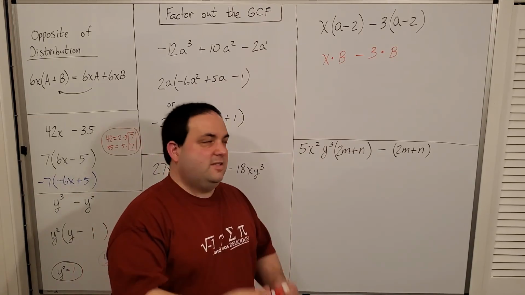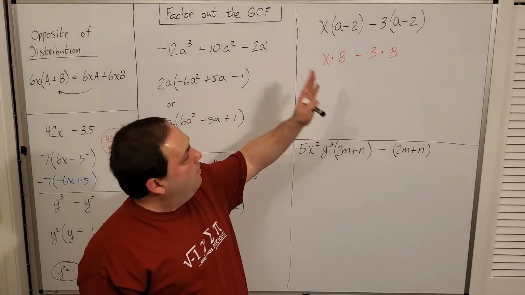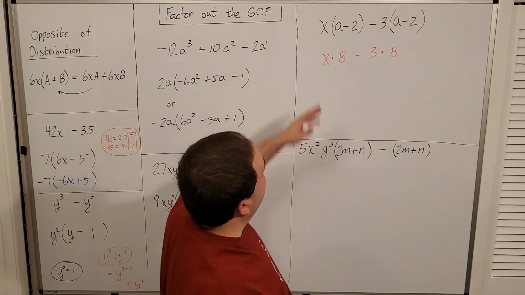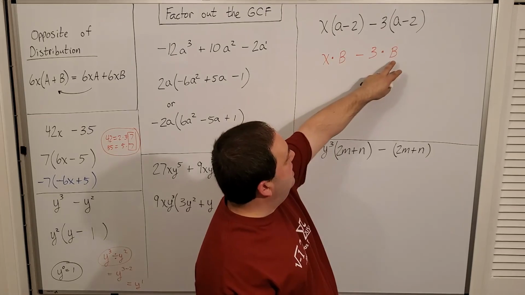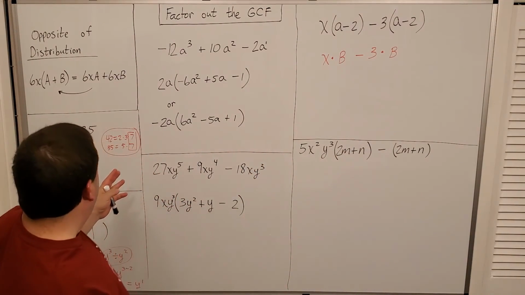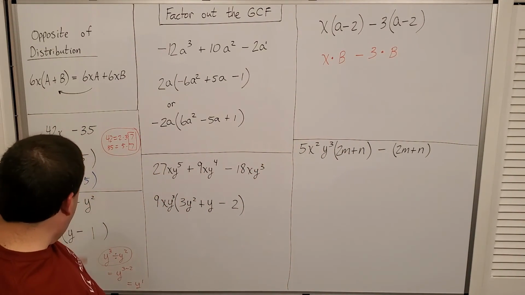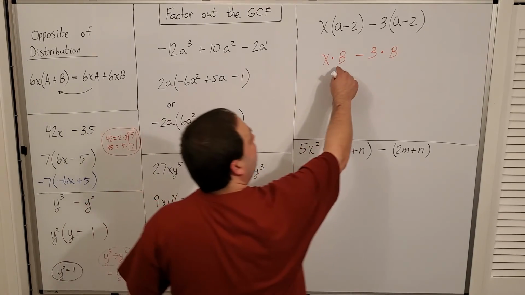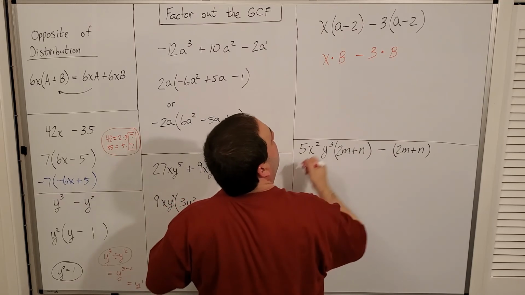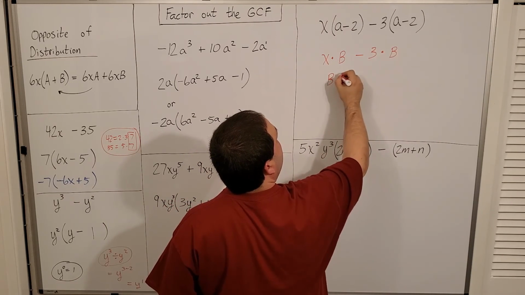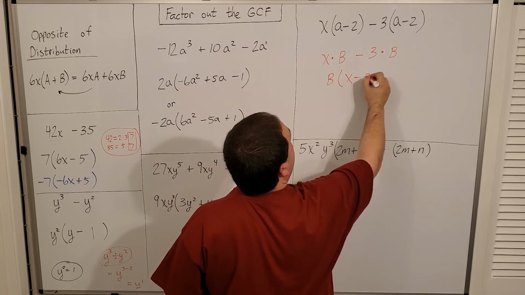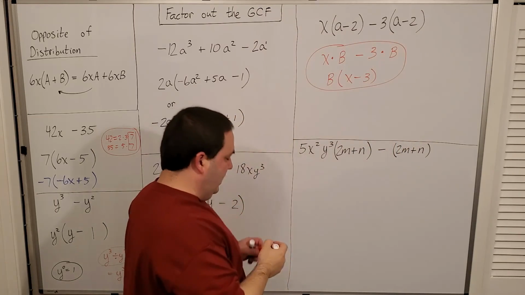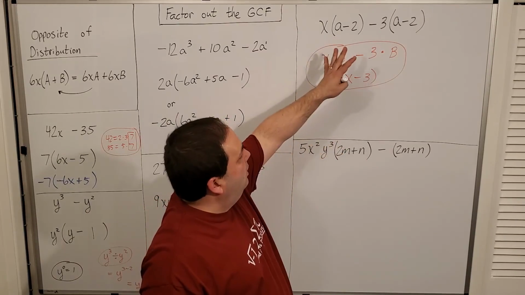Just imagine for a second that I have x times b minus 3 times b. Wouldn't I be able to say that I can factor out the b that they have in common, much like I did the 7 over here or the y squared down here? They have this big B in common, so wouldn't I just be able to say that that's B times x minus 3, right? That's the mentality you should be looking at this polynomial with.